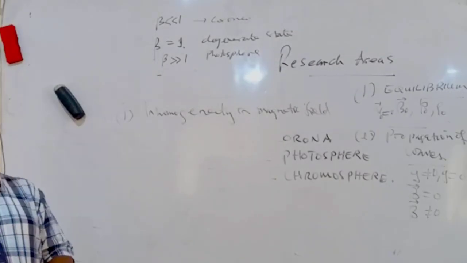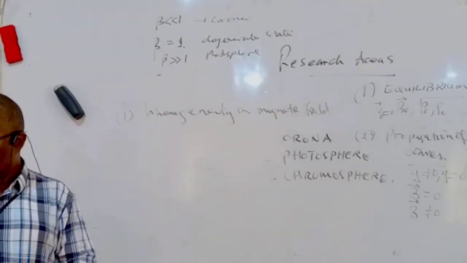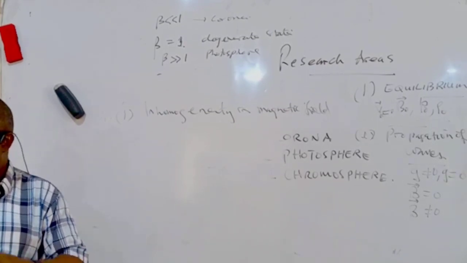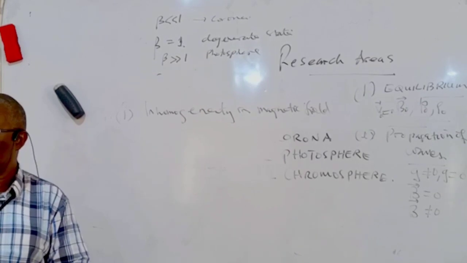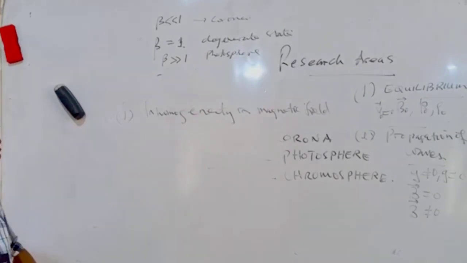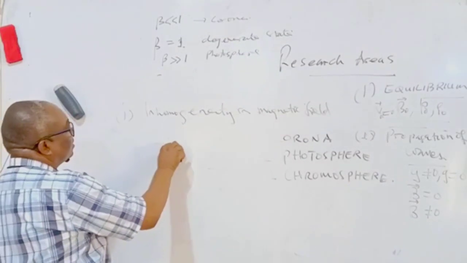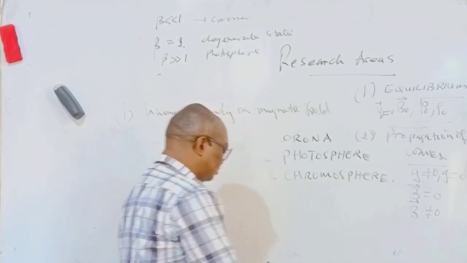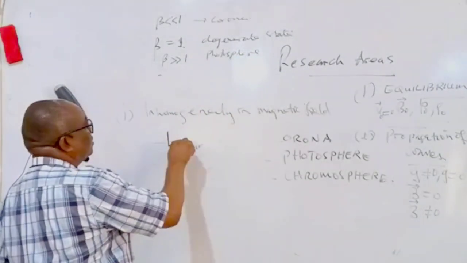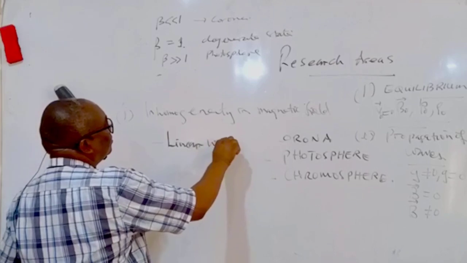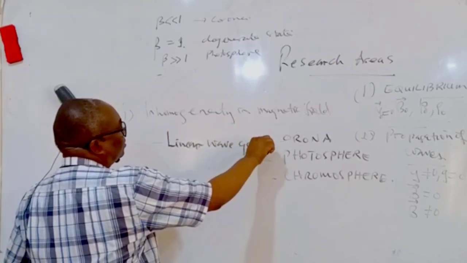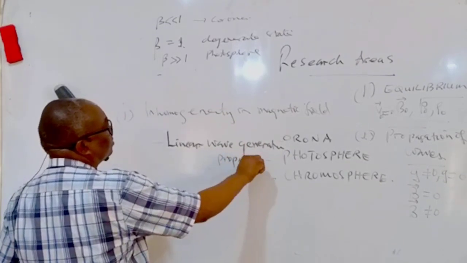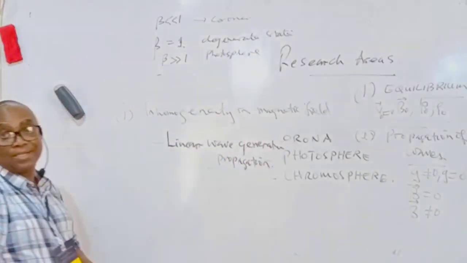In this case, it's not a constant. What may happen to linear wave generation? So we can look at linear wave generation, or you look at it as propagation. That is one thing we can look at.